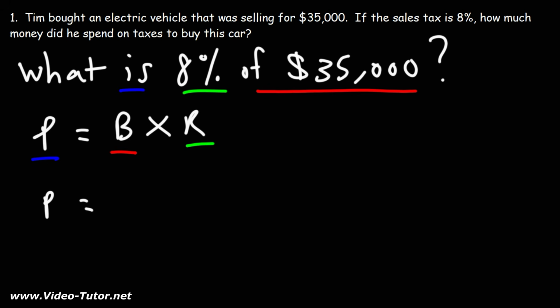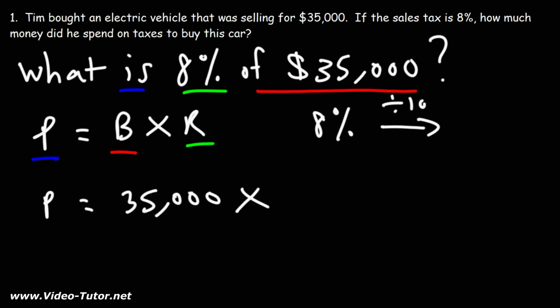So what is 8% of 35,000? The base is 35,000, the rate is 8%. We need to convert the percent to a decimal. We could do that by dividing it by 100. 8% divided by 100% is 0.08. So that's the rate.